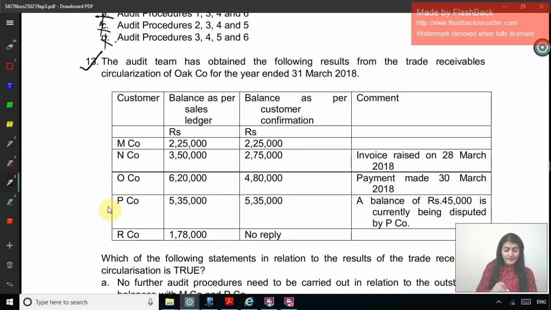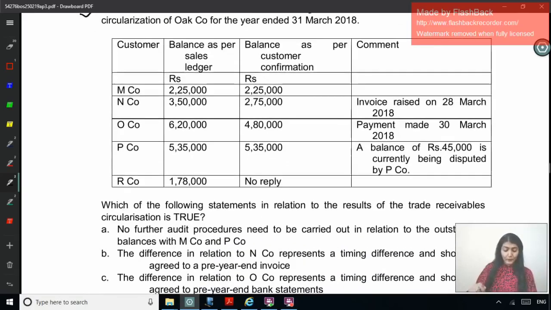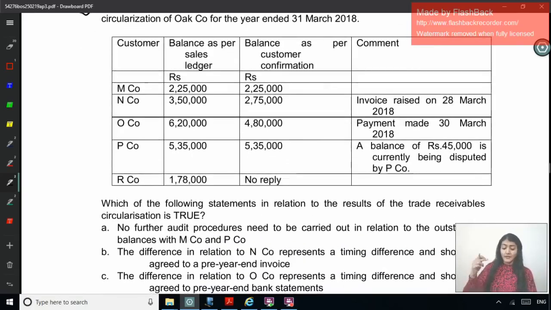Customer balance as per the sales ledger, balance as per the customer confirmation, comment. M Company, how much is the balance as per sales ledger? 2,25,000, customer confirmation, 2,25,000. 3,50,000, 2,75,000, invoice raised on 28th of March. 6,20,000, 4,80,000, payment made on 30th of March. 5,35,000, a balance of 45,000 is currently being disputed. And 1,78,000, no reply.